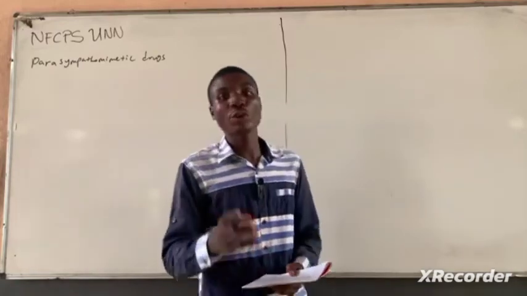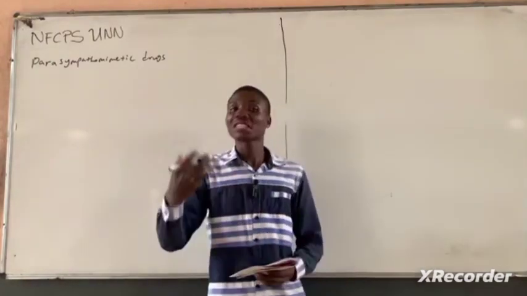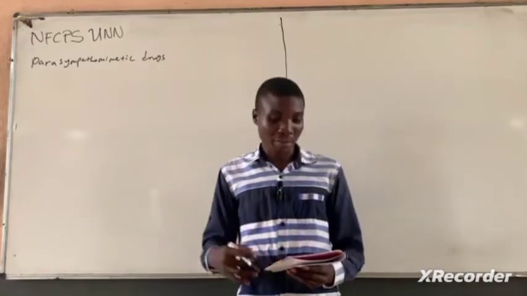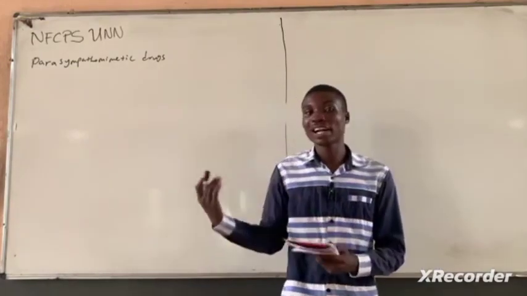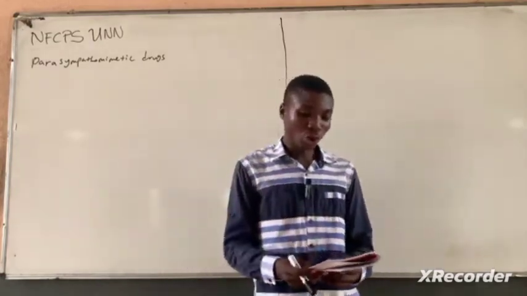So if you're watching this video, obviously you should already be in third year and you should already know what we're talking about when we say parasympathomimetic drugs. So the aim of this particular experiment is to determine the mechanism of action of drugs, agonists of the parasympathetic system on the smooth muscle of the intestine.